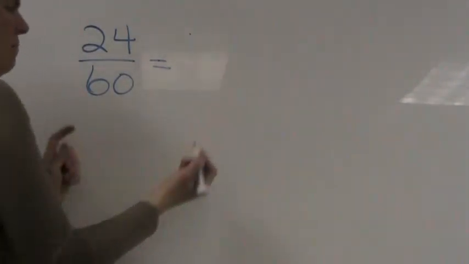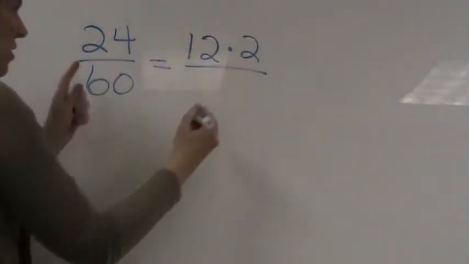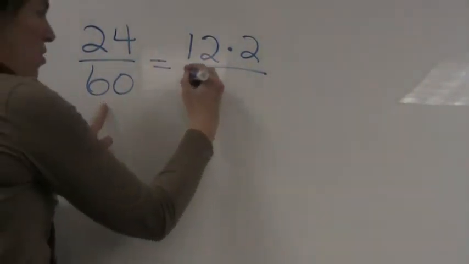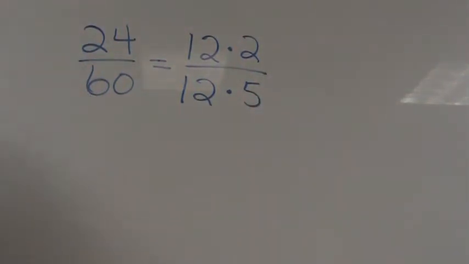So I'm looking for something times something else in both the 24 and the 60. So I'm going to think, 6 is a common factor to both of these. That might be a good start. Or 2 might be a good common factor to start with. I'm actually going to start with the number 12, because I know 12 is a factor in both of these. So I take 12 times 2, which is another way I can write 24. And on the bottom, I know that 60 is the same thing as 12 times 5.